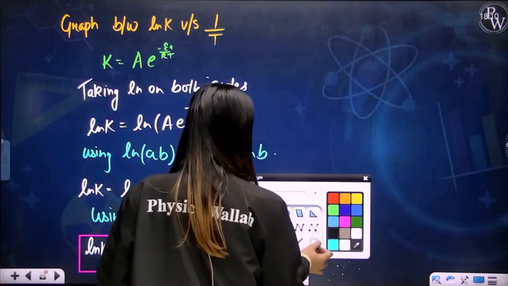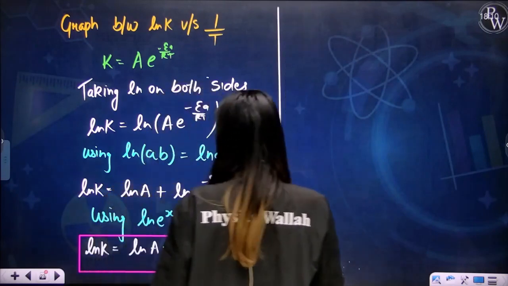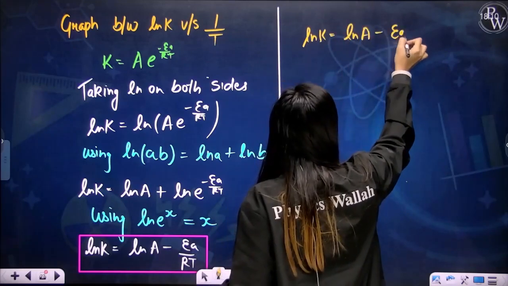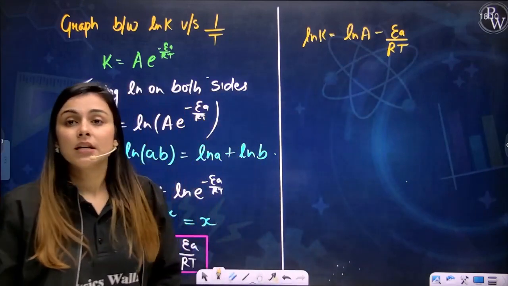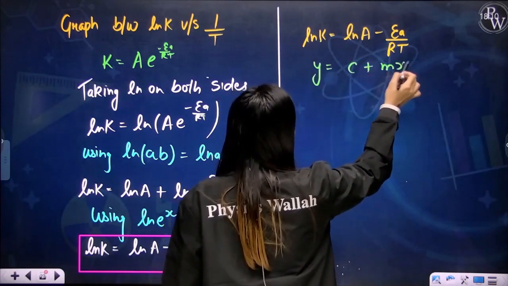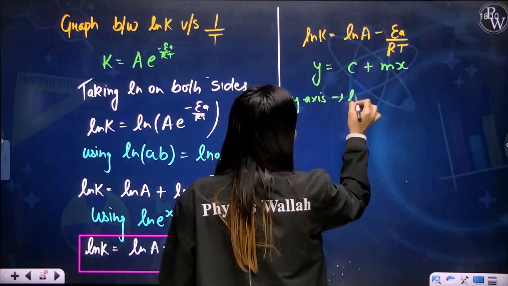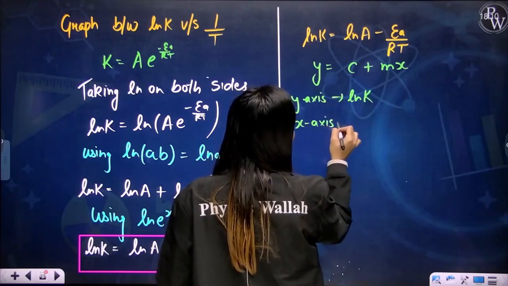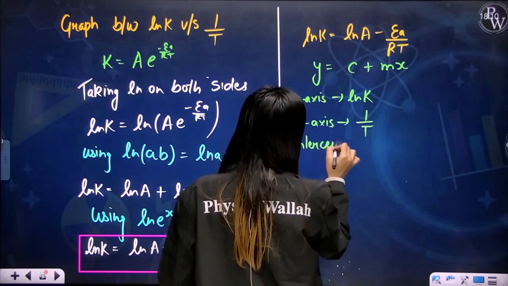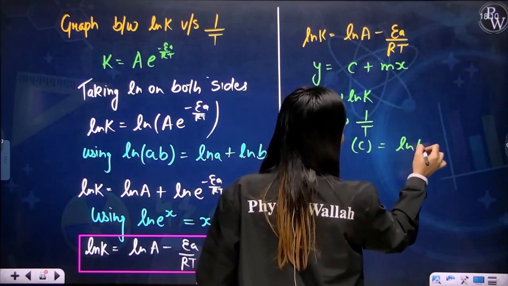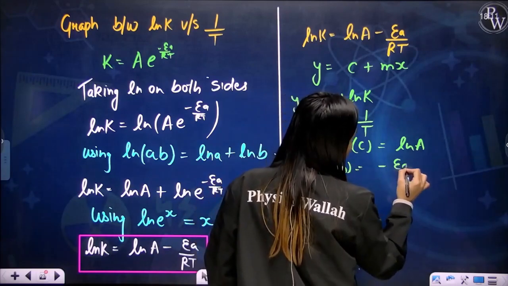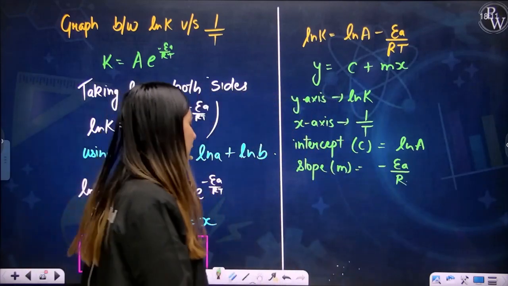So now let's draw a graph. You have ln of K is equal to ln of A minus EA by RT. Let's compare this with the straight line equation. What is your straight line equation? y is equal to c plus mx. So the y-axis would be ln of K, the x-axis would be 1 upon T, and your intercept c would be equal to ln of A. And my dear students, your slope m would be equal to minus EA by R. So you have a negative slope and a straight line equation.